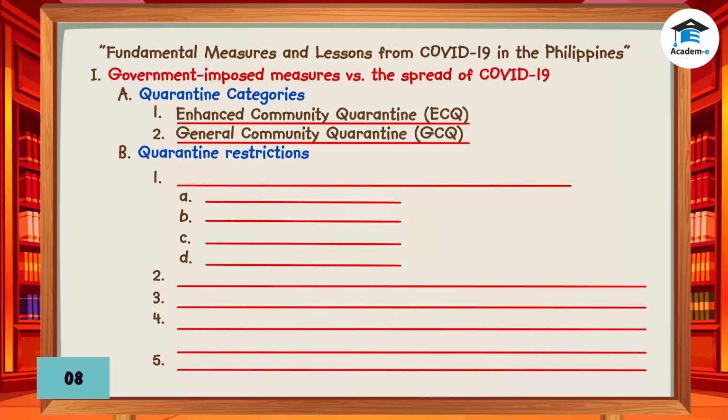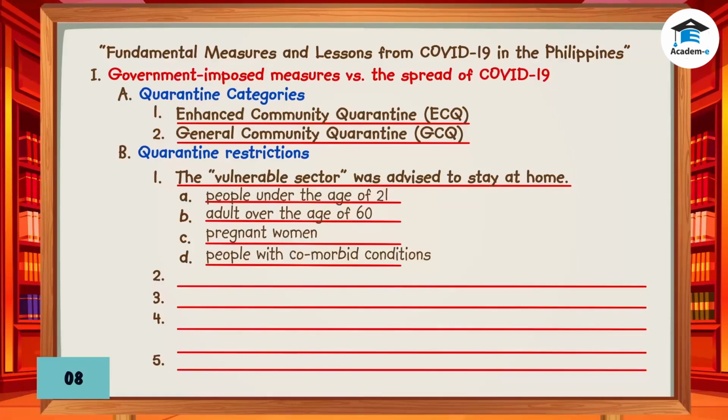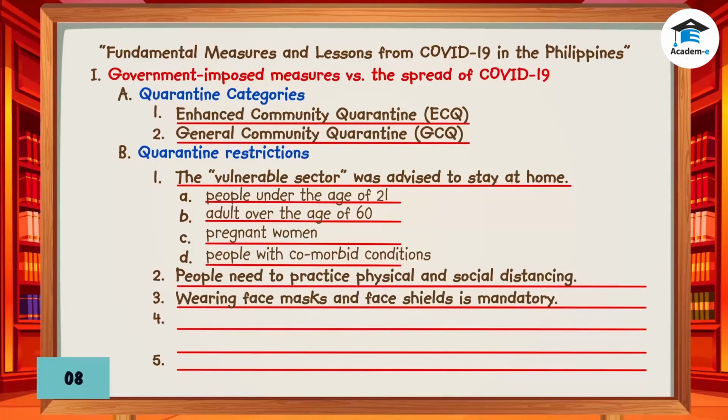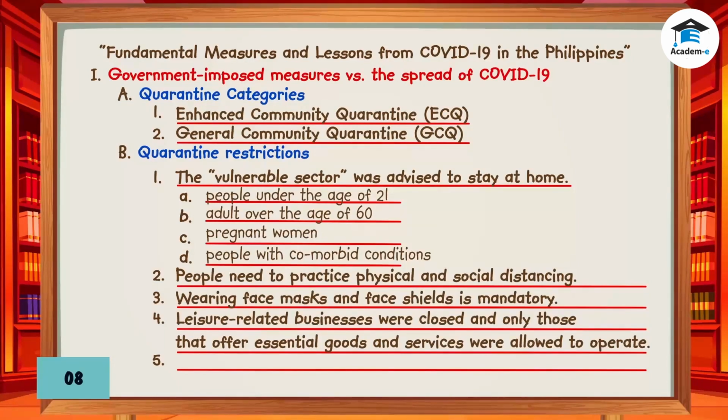The second subtopic is quarantine restrictions with its details. 1. The vulnerable sector was advised to stay at home. 2. People need to practice physical and social distancing. 3. Wearing face masks and face shields is mandatory. 4. Leisure-related businesses were closed and only those that offer essential goods and services were allowed to operate. 5. Schools were closed and classes are now online. Now, as you may have noticed, in the fourth detail, examples were enumerated to further explain it.